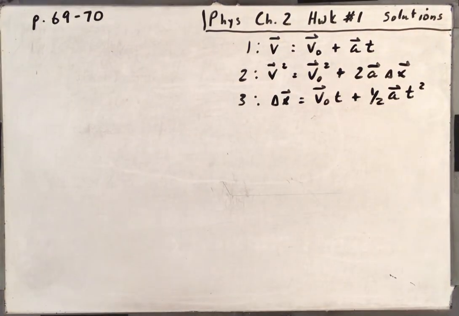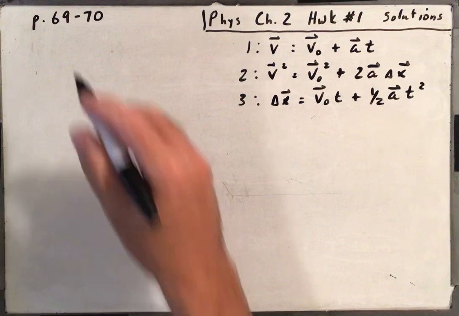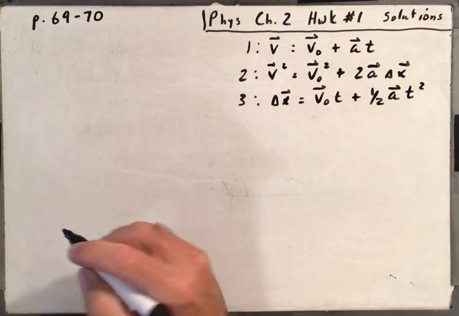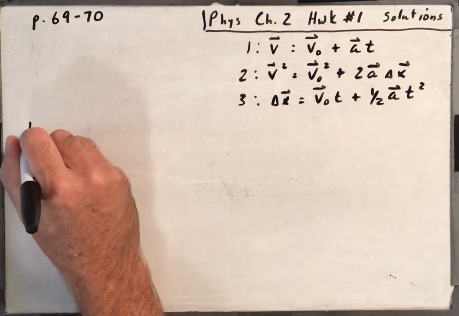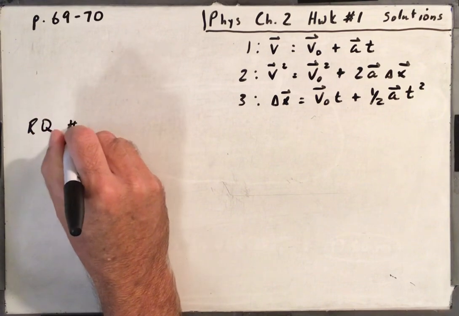Hello, we're going to be going over Physics Chapter 2, Homework Number 1 Solution. So this covers review question number 1 and practice problems 1 through 5 on pages 69 and 70. Okay, so let's look at review question number 1.